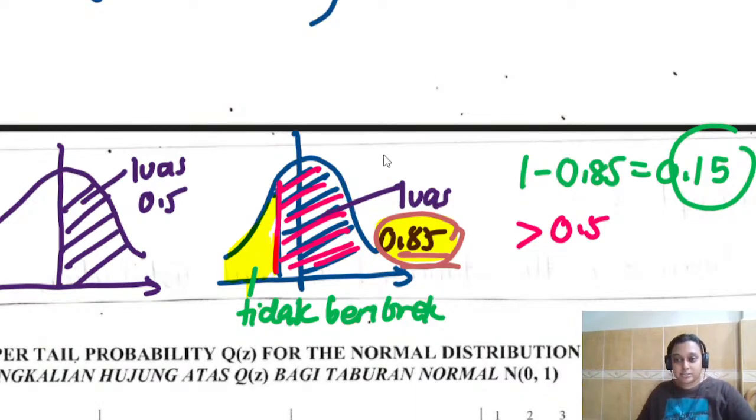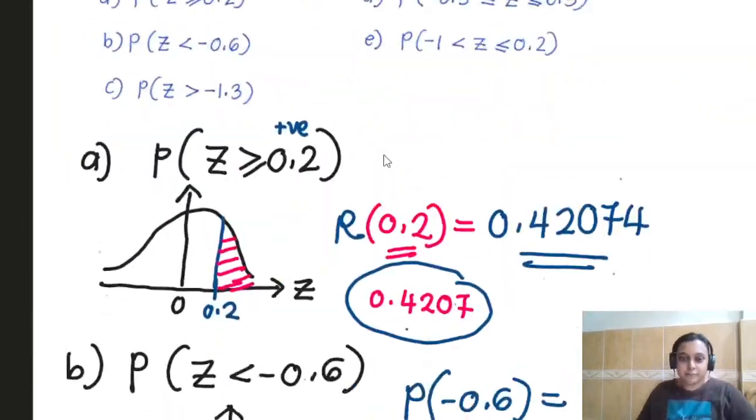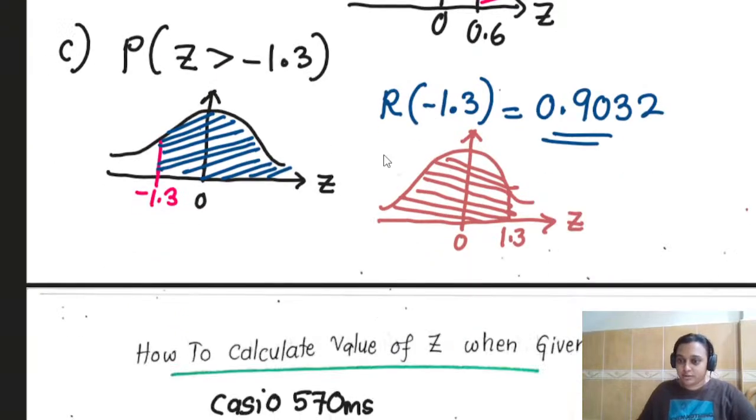Okay, so now teacher going to show you back our question. So this was the question. Betul tak? Ini adalah soalan kita. Just now from negative, teacher already tukarkan dia to the positive side. After I tukar to the positive side, look at this. This is lebih dari 0.5, right? This is more than 0.5, the luas. I'm talking about the luas, the area. Luas is the shaded, the shading.